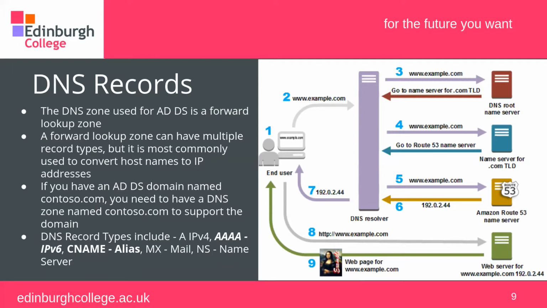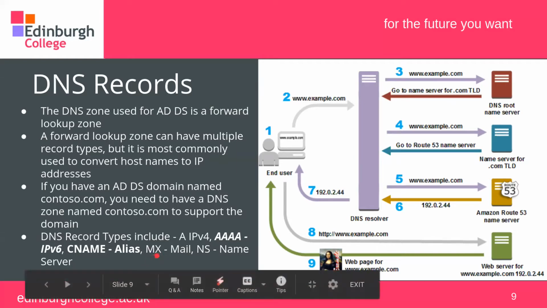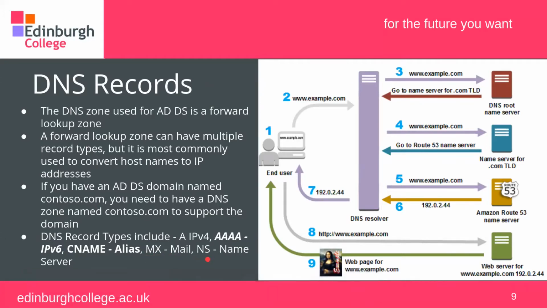An IPv4 address DNS record, zone record, is called an A record or an address record. That's what A stands for. An AAAA record, 4 A's, is an IPv6 DNS record. Then we have MX records, which are mail records. There's also things like a PTR, a pointer record as well.